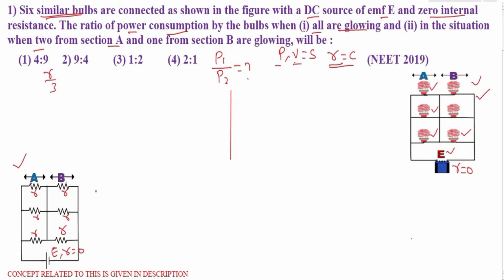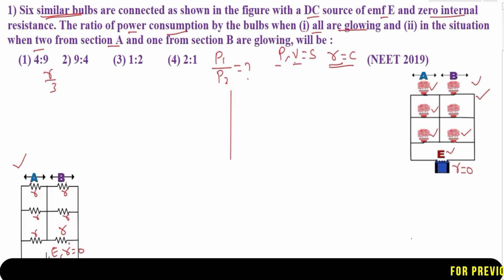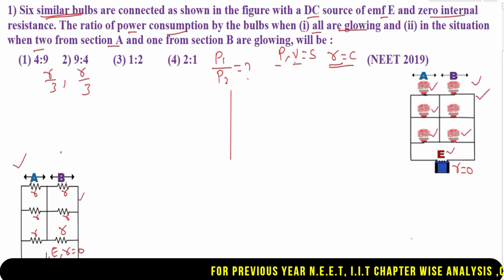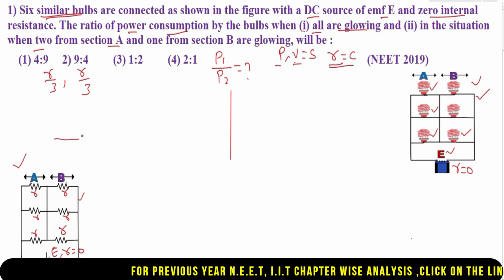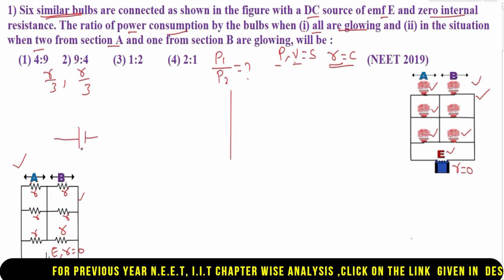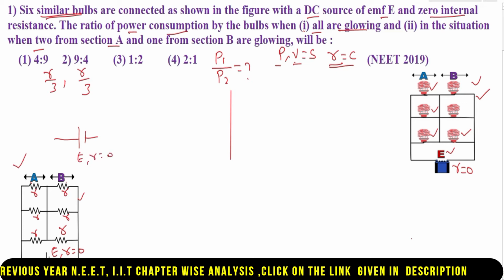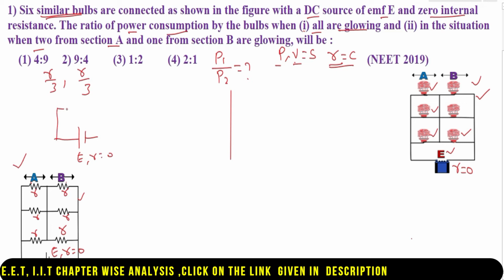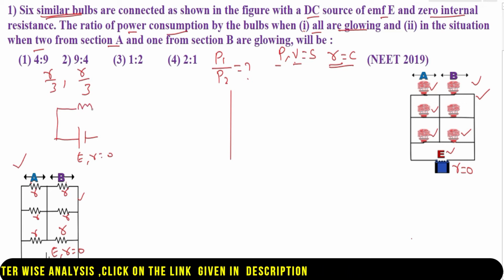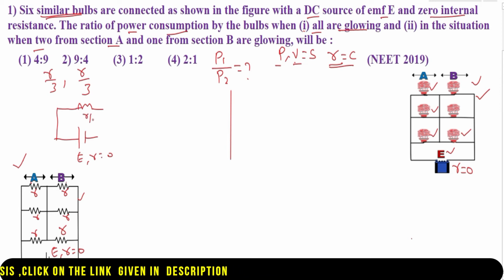We use the formula 1 by R equals 1 by R1 plus 1 by R2 plus 1 by R3. Similarly in section B, these 3 resistors are again in parallel, so their effective resistance will be R by 3. Now let me redraw this circuit. I have a source of EMF E and internal resistance 0, connected to a resistor whose effective resistance is R by 3, and it is again connected to one more resistor whose effective resistance is R by 3.